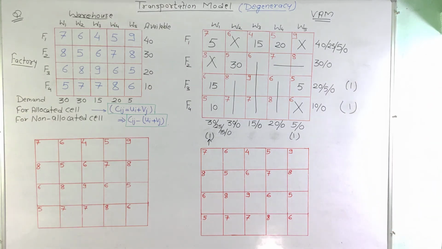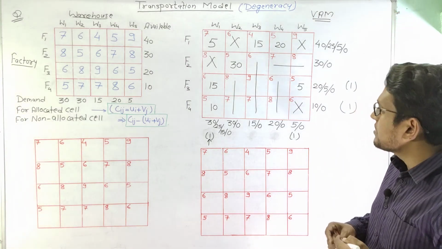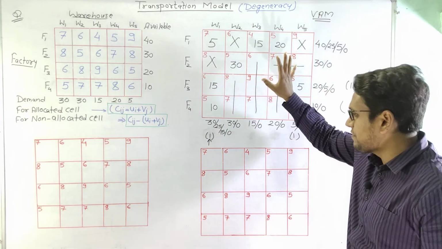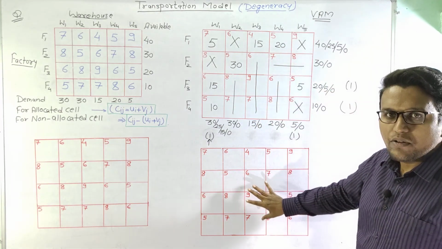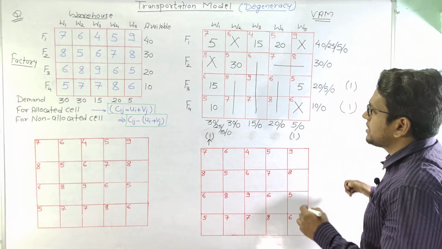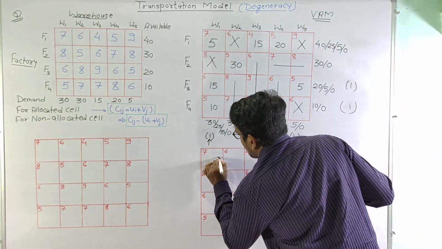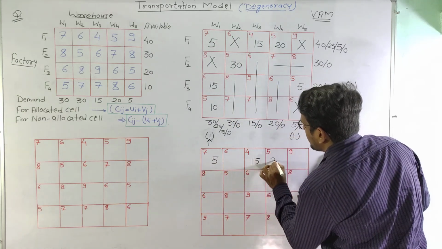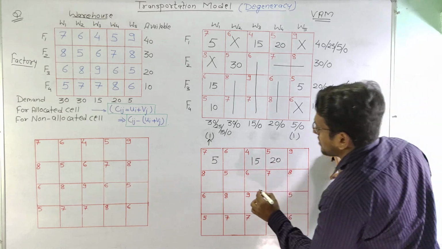So now we have a basic feasible solution here, and I am going to write that basic feasible solution in this particular matrix to test for optimality. So let us write the basic feasible solution. This will be 5, 15, 20 and 30.